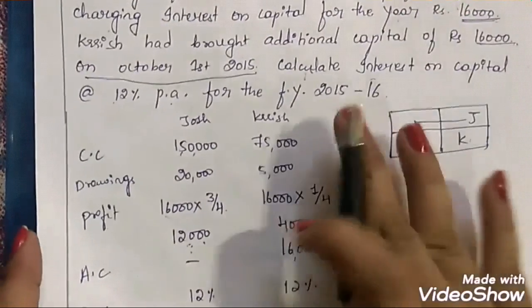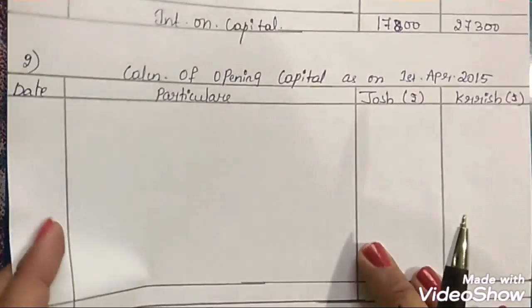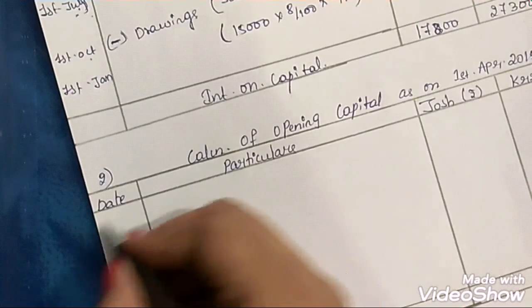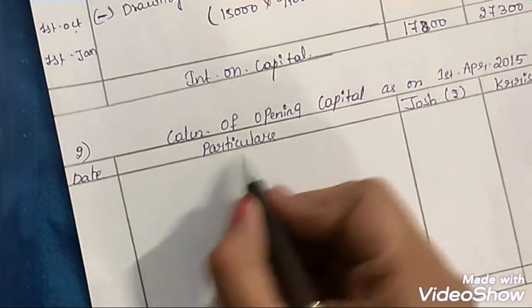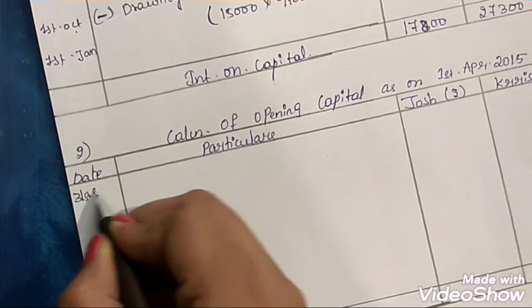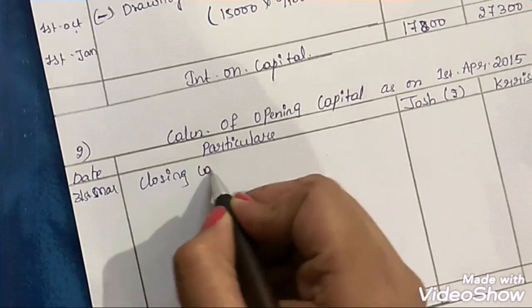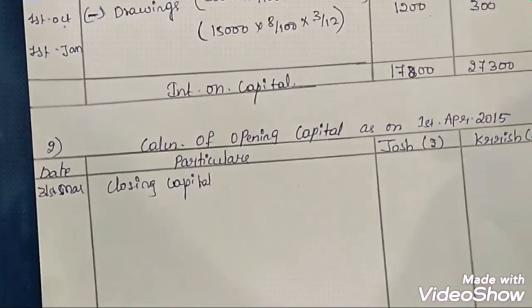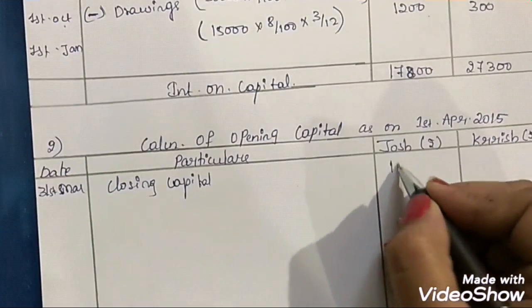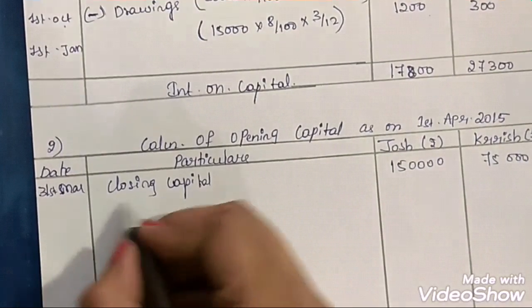Okay, now this is the summary of the question. Now let's find out the opening capital first, because opening capital is not given in the question, right? And we know how to do it. First we have to take the amount of closing capital here, right? And closing capital will always be at the year end, so 31st of March. Closing capital is given in the question, right? See, rupees 1,50,000 and 75,000. So we can mention it here.